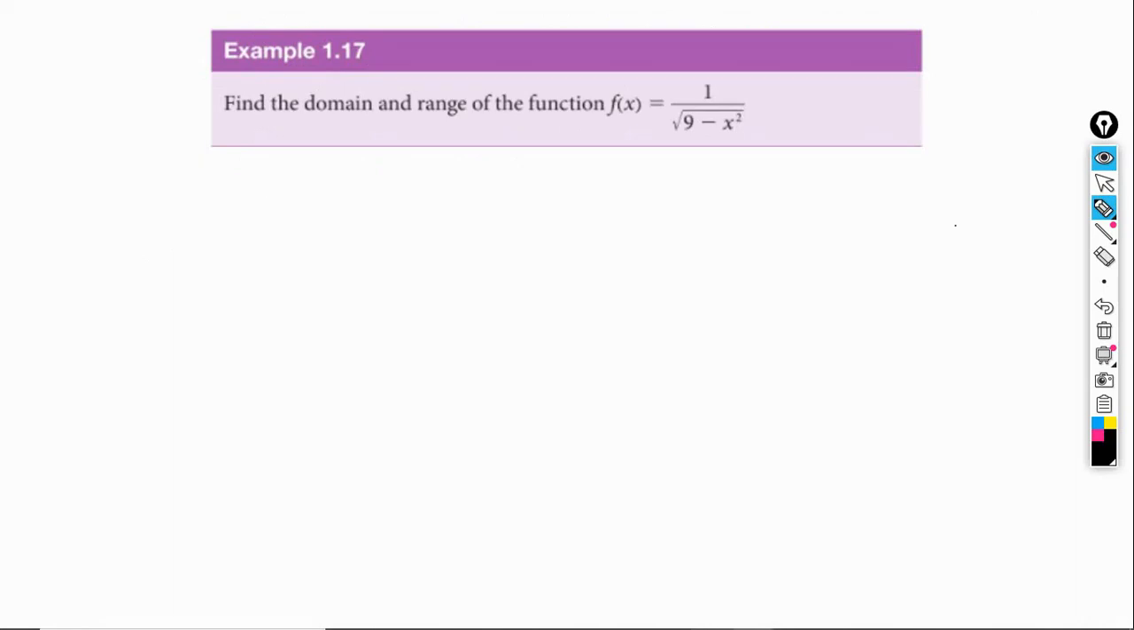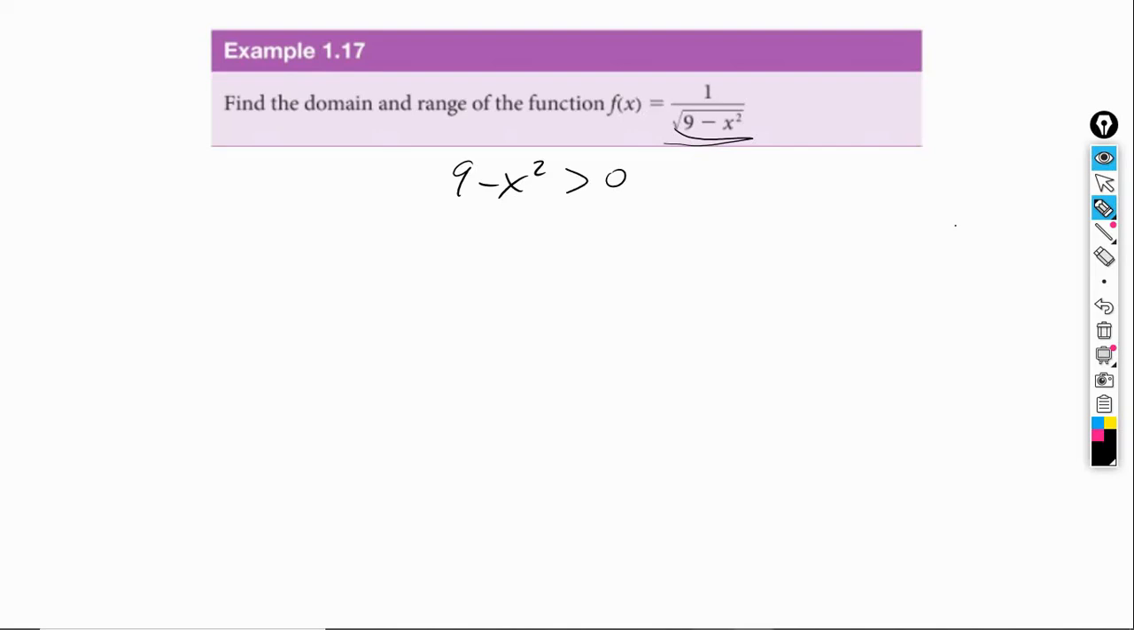So finally on this video, we're going to be doing example 1.17, and it says find the domain and range of the function f of x equals 1 over square root of 9 minus x squared. Okay, so this is another reciprocal, and we know that normally we could plug in any value except 0 in the denominator, but in this case, because we have a square root, we can't have negatives. That means then that 9 minus x squared must necessarily be greater than 0.